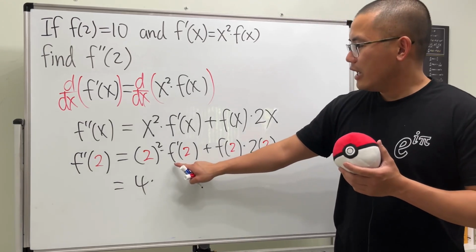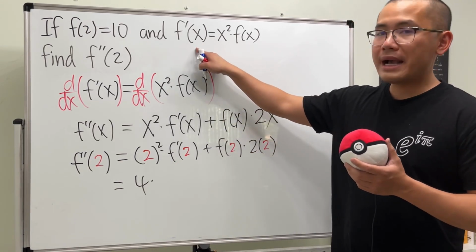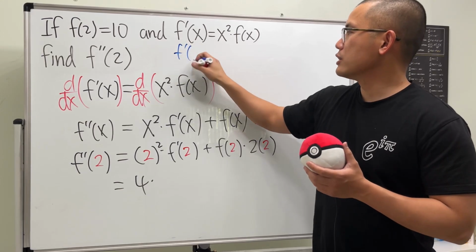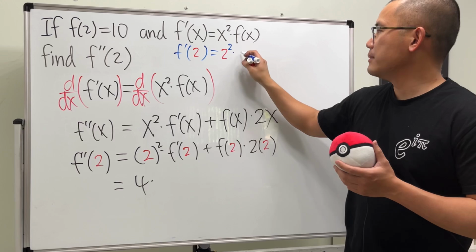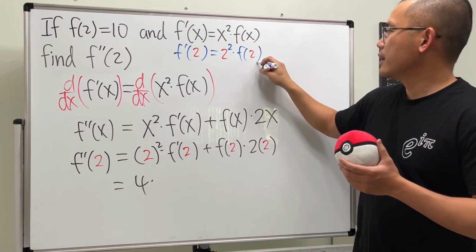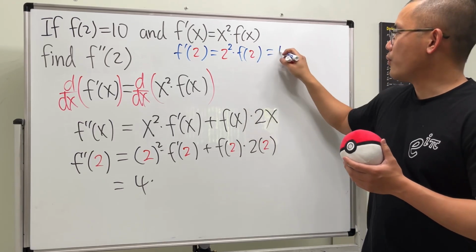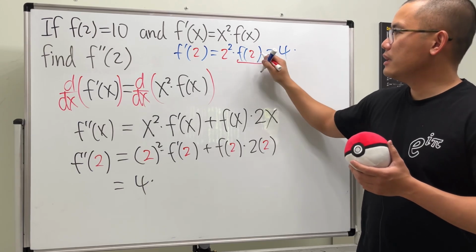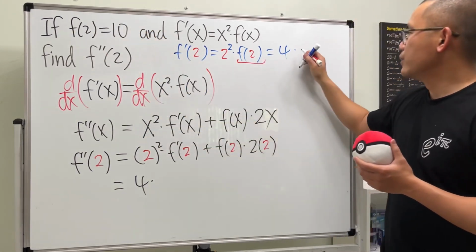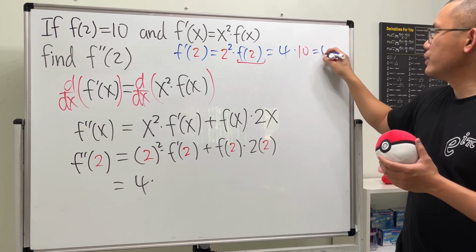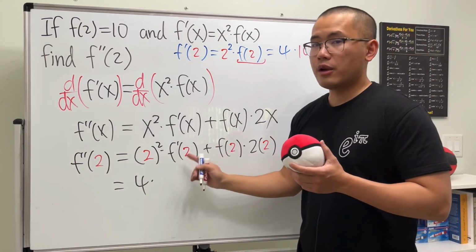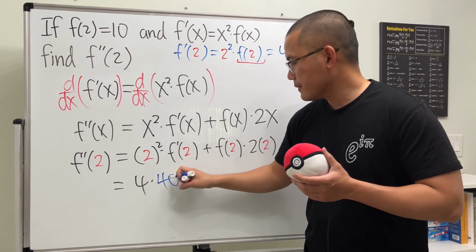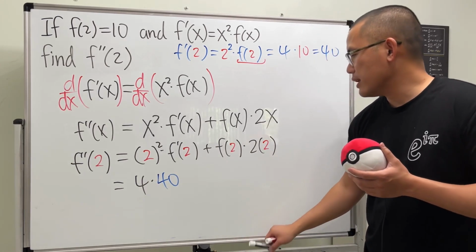Yes, f prime of 2, we can go back here and just plug in 2 into all the x's. So this is 2 squared times f of 2. This right here is just 4, but this right here is 10. So we do 4 times 10, so altogether we get 40. Yeah, so that's how we figure out f prime of 2. We get 40.